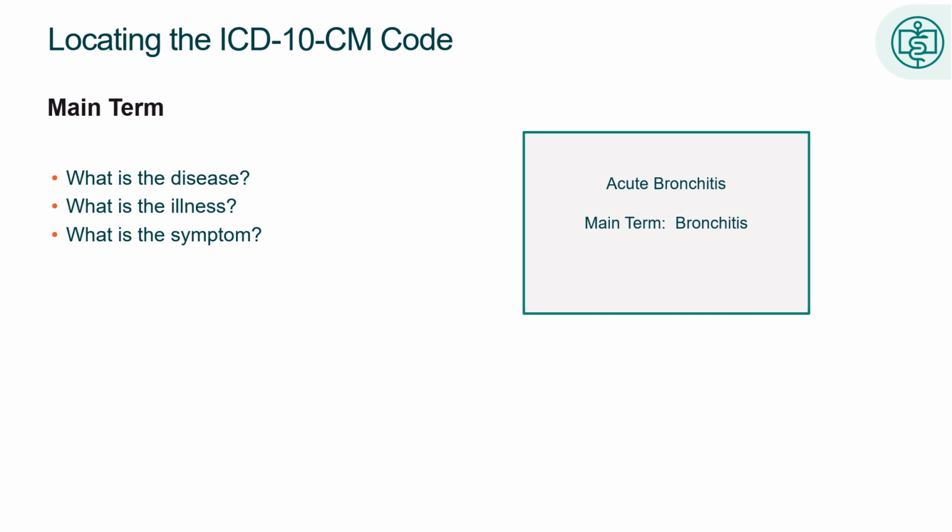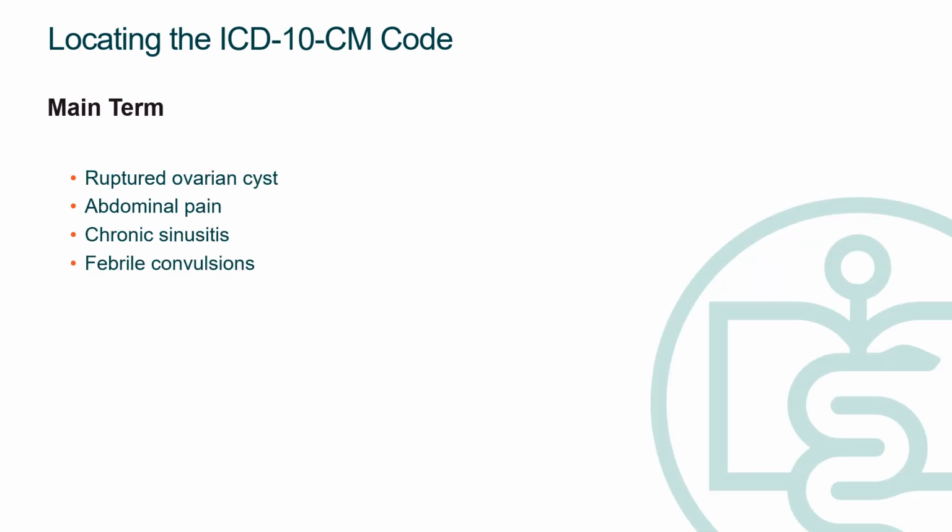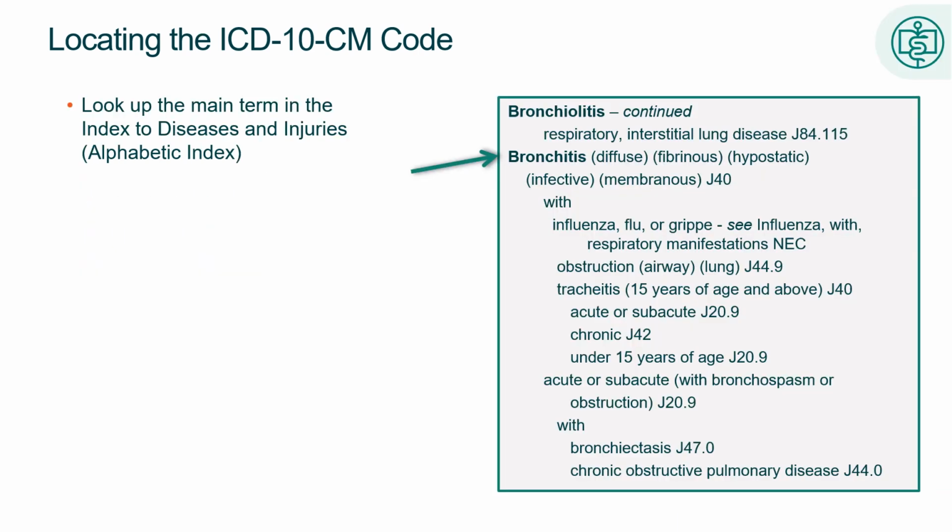If the documentation stated the patient had acute bronchitis, the main term we would look up is bronchitis. Let's try to determine the main term in these diagnostic statements. Ruptured ovarian cyst. The main term here would be cyst. Abdominal pain. The main term here would be pain. Chronic sinusitis. Well, the main term here is sinusitis.